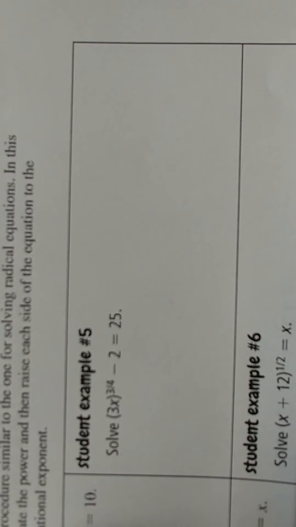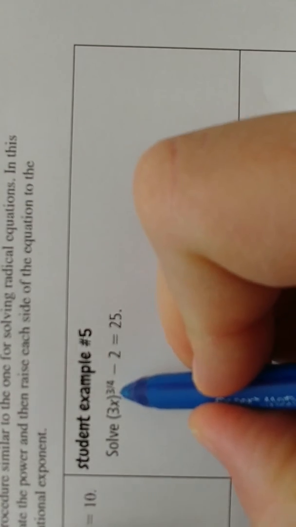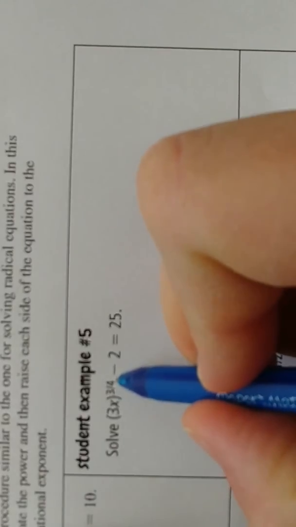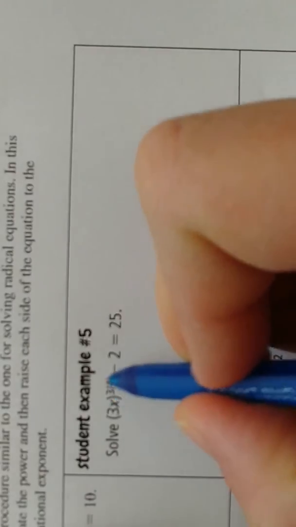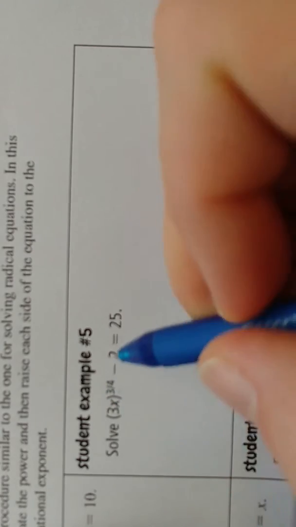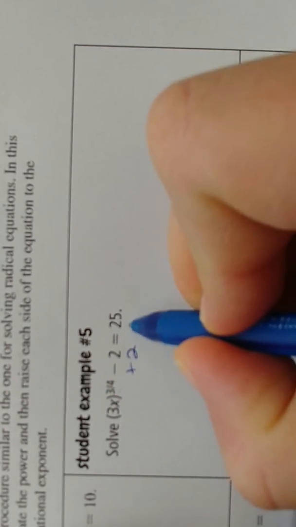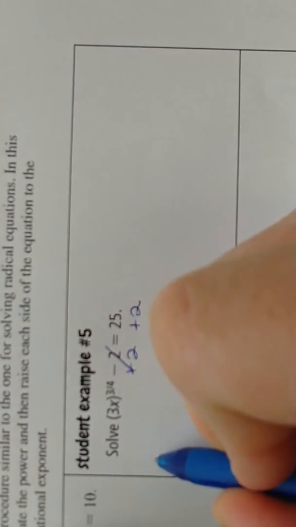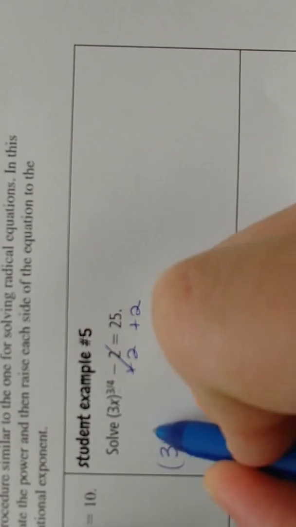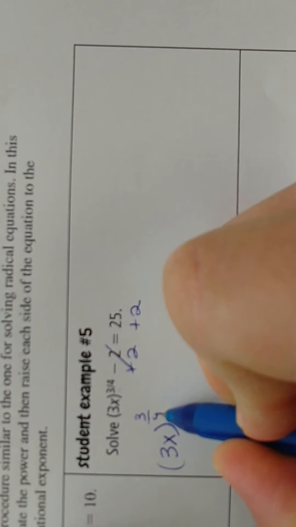In this case we have a rational exponent here, 3/4. I want to get rid of that, and there's a creative way to do that. The first thing I want to do is get rid of this minus 2 by adding 2 to both sides. So now I have 3x, and this whole thing is raised to the 3/4 power.